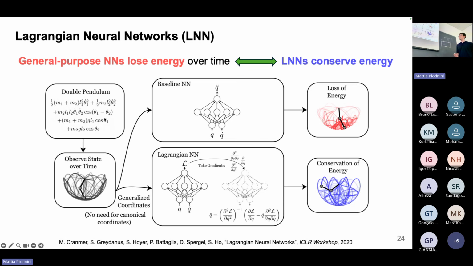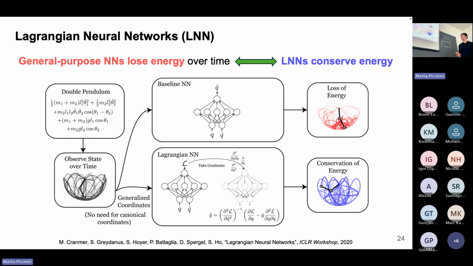And we can use a baseline neural network, a vanilla neural network, that relates q and q dots with q double dots with a neural network. So no Lagrangian here. And the authors have shown that if you use this network and integrate q double dot over long time horizons, then you tend to lose energy. And we will see that in the next slide.